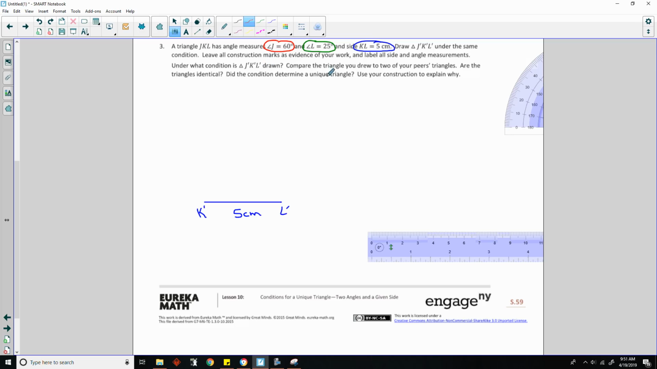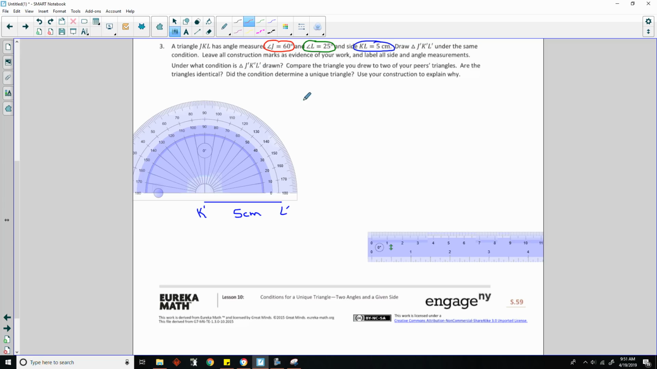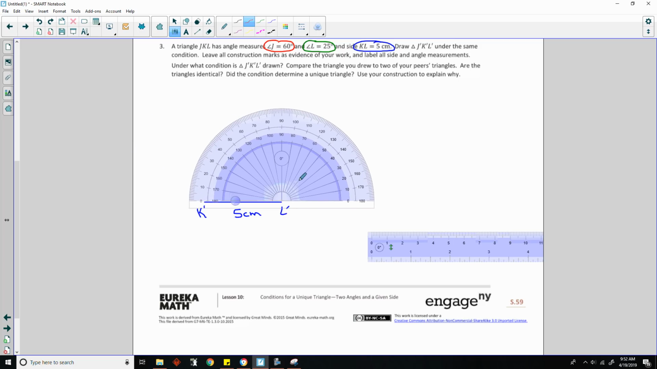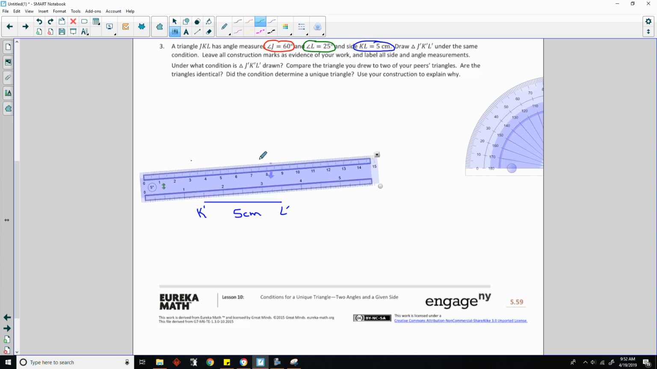Switch to red. Find a 60-degree angle. That is J. I don't have J yet. I have L. They're giving us KL, and they're giving us angle L and angle J, which we don't even know where it is. So we can only do L right at this moment. So I'm going to put my crosshairs at L prime. Make sure this line is right on 180. And then I'm going to find angle L, which is 25 degrees. And that would be way over here. Put a dot, move the protractor, bring my ruler around.